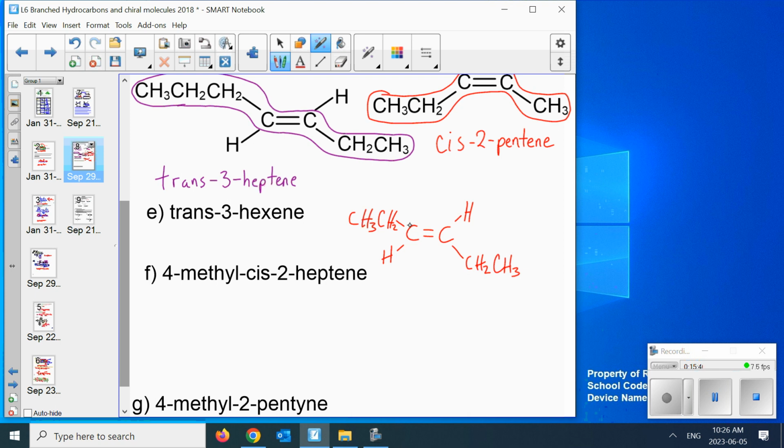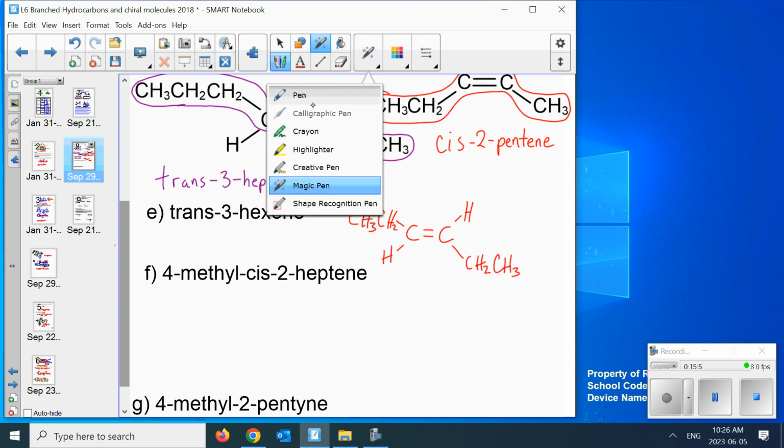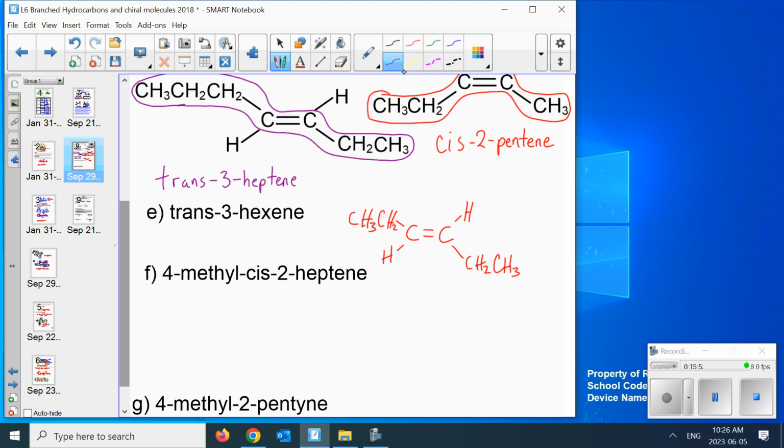Now for methyl, so there's an attachment on the fourth carbon, cis-2-heptene. So I'm going to draw the double bond first. You don't have to do it this way. I just find it easier myself. So cis, same side. Do we want to work on the top or the bottom for the same side for the carbon?